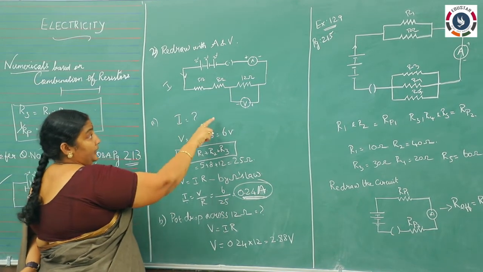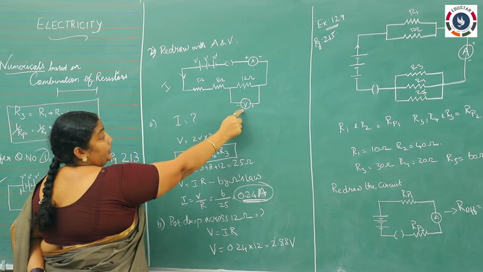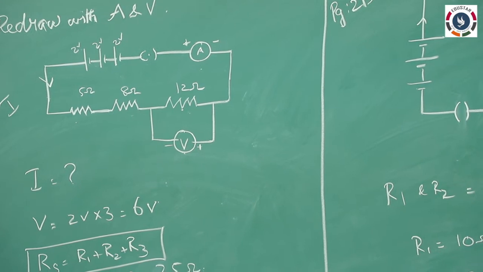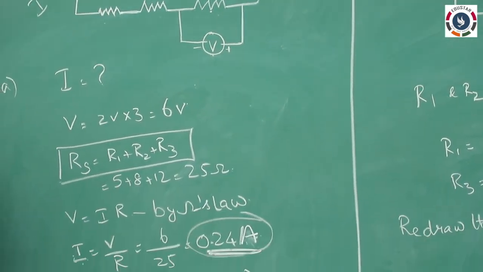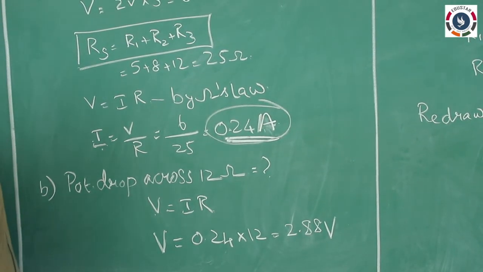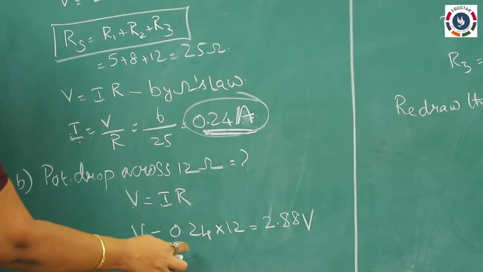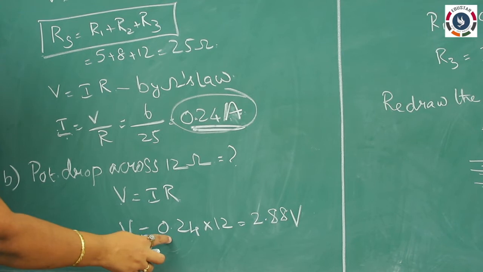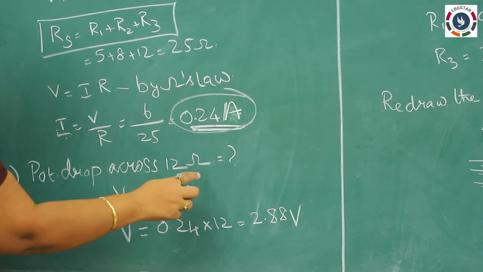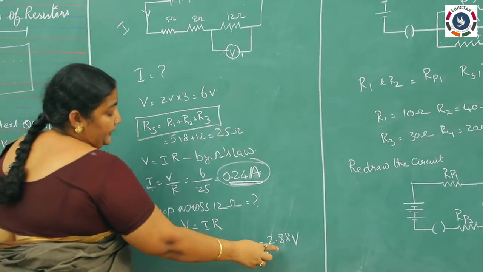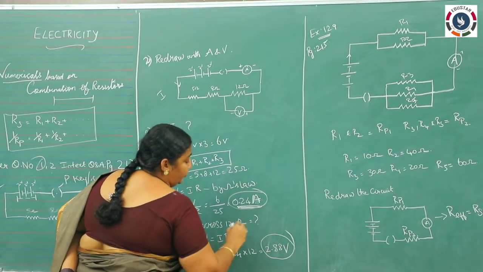Now the next part of the question says, what is the potential difference across this voltmeter when we connect across 12 ohm. So we should find out the potential difference V. The same formula, V is equal to IR. Now we found out the total current in the circuit. It is 0.24 ampere into the resistance value 12. So when you multiply, you will get 2.88 volt.